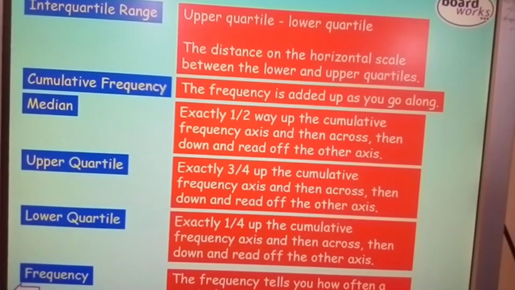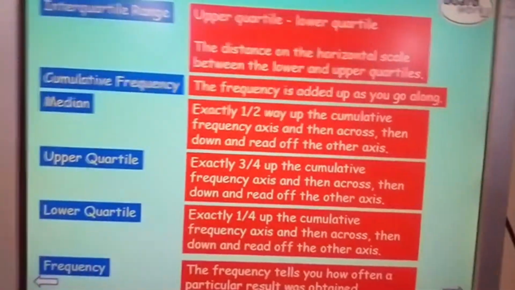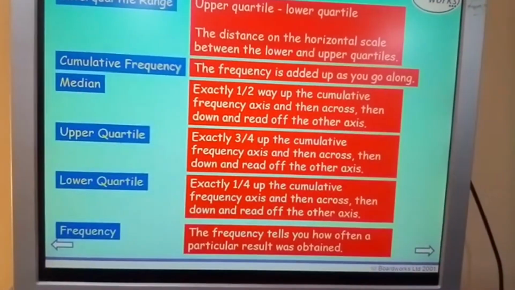Now the frequency tells you how often a particular result was obtained. Okay, so let me just pan back, make sure we get this in fully.